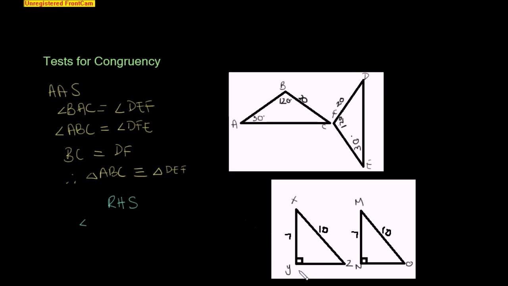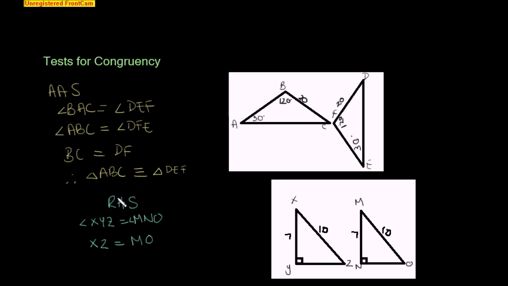So we've got our angle here. This right angle is called XYZ, and that's equal to the angle MNO. So we've done the right angle. Now we need to show the hypotenuse is equal. The hypotenuse on this first triangle is called XZ, and that's equal to the hypotenuse on this triangle, MO. So MO is the hypotenuse on this triangle.